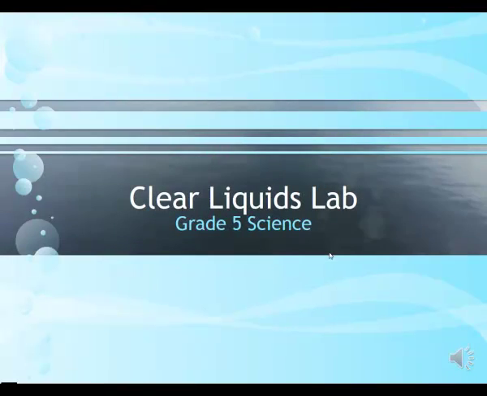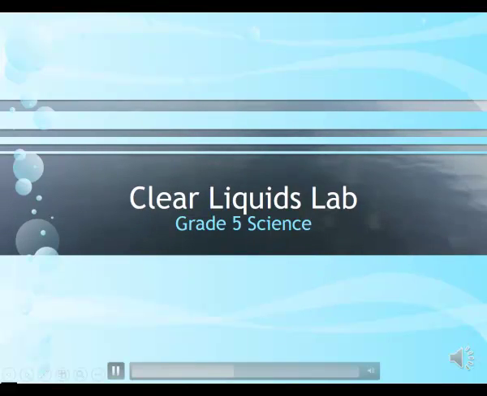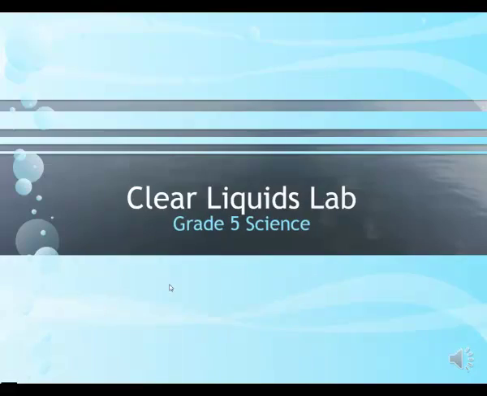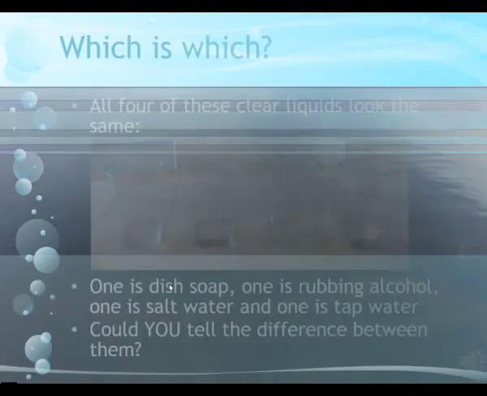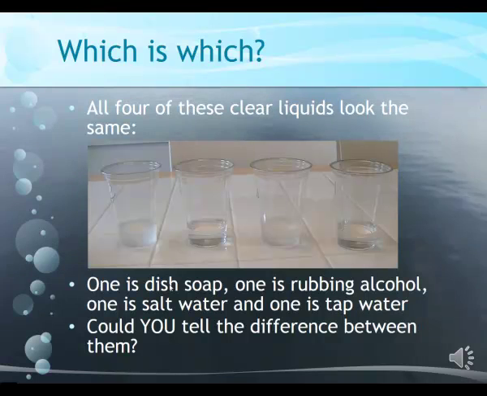have a clear liquids lab for grade 5 science. We started with 4 clear liquids. They might look the same, but in fact one has dish soap, one has rubbing alcohol, one has salt water, and one has tap water. In this lab we'll learn how we can tell the difference between them.